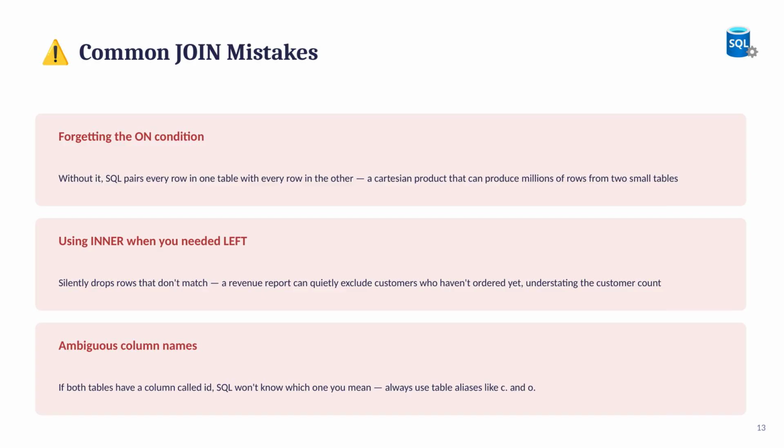Second, using inner join when you actually needed left join. This silently drops rows that don't match. A revenue report can quietly exclude customers who haven't ordered yet, understating your actual customer count without any error or warning, which is exactly the kind of mistake that looks fine until someone asks why the numbers don't add up. And third, ambiguous column names. If both tables have a column called ID, SQL won't know which one you mean. Always use table aliases, like C and O, to be explicit about which table each column is coming from.